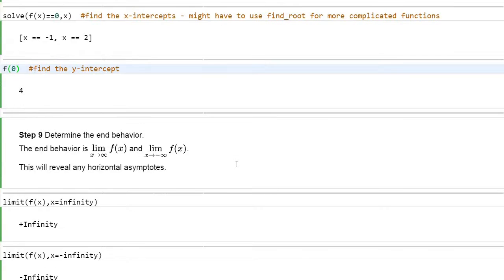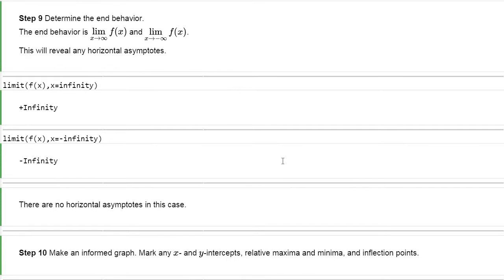All right, step 9, think about the end behavior. And that's the limit as x goes to infinity of the function, and the limit as x goes to negative infinity of the function, provided that those make sense in the domain, which they do here. So here's the first one, limit as x goes to infinity. Here's the second one, x goes to minus infinity.